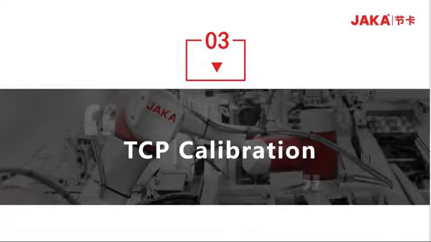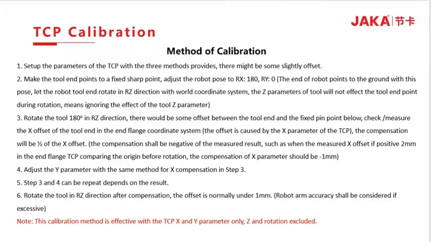Part 3. Method for TCP calibration. First, set up the parameters of the TCP with the 3 methods provided. There might be some slight offset. Second, make the tool endpoint a fixed sharp point. Adjust the robot pose to RX 180, RY 0. The end of the robot points to the ground with this pose.